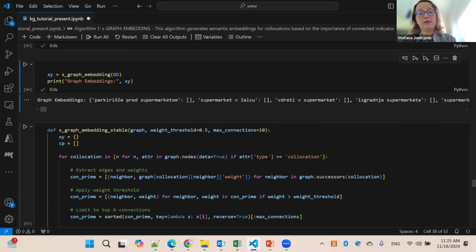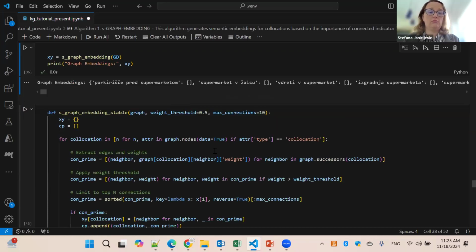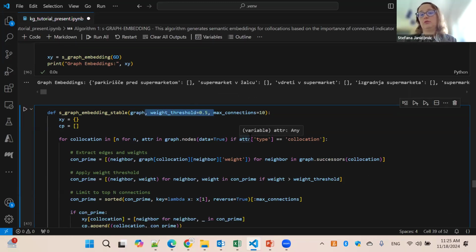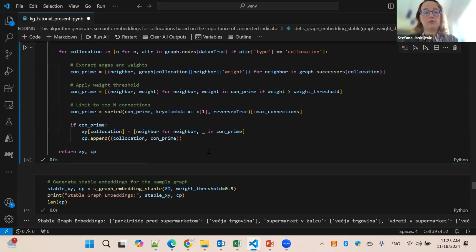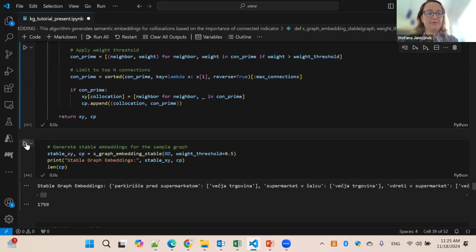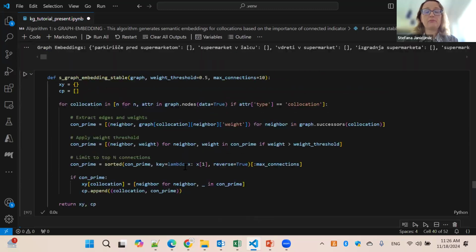But when I have edges, I can really deal with weights. So I want to have a label, I mean, not label, but weight for all my edges. And if I have some weight for my edges, I will enhance my algorithm, such as this. And again, I got stable graph embeddings.